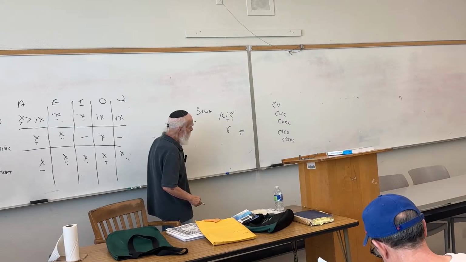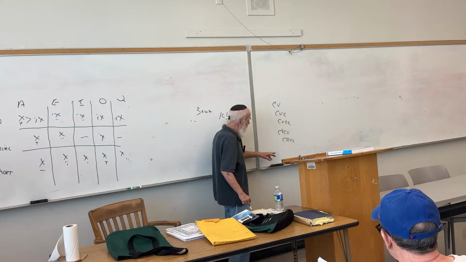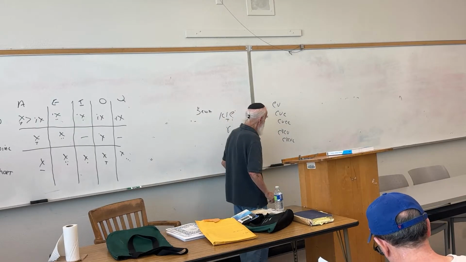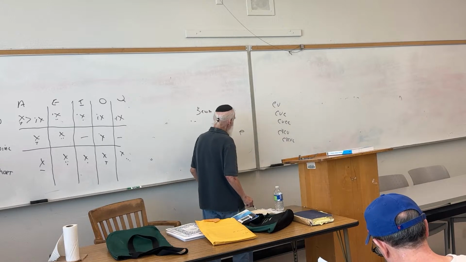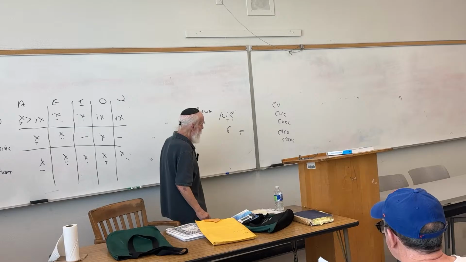So when you have a syllable that has a shva, the shva will be identified by the letter ayin. That word shva, the letter ayin. Well, it looks like an ayin. Let's put it that way.